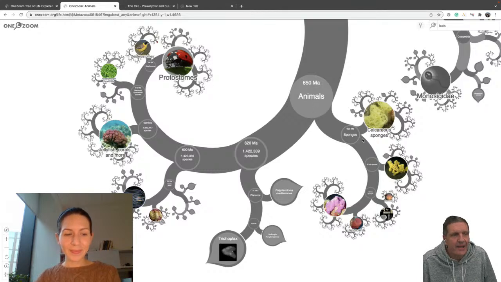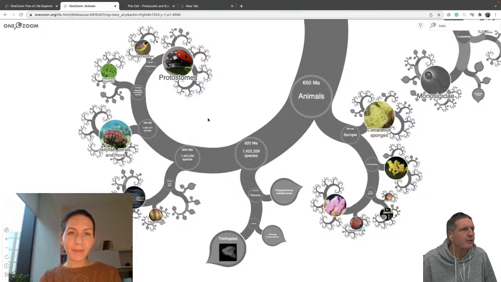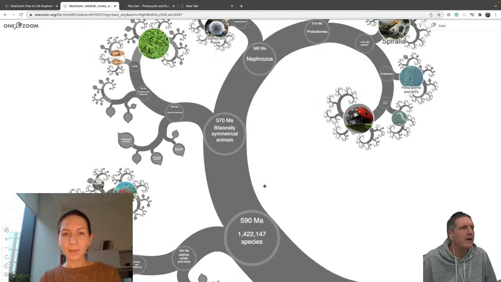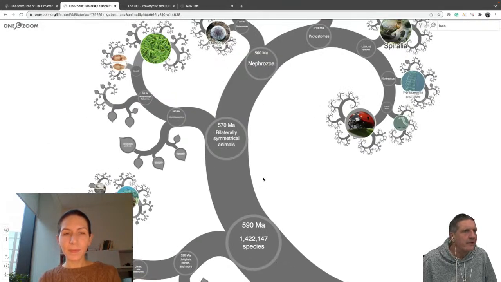That's right, and that's what I meant. Here are the sponges, and then there are more sponges, and here jellyfish, and then slowly we're moving towards where we are. We're not even there yet.